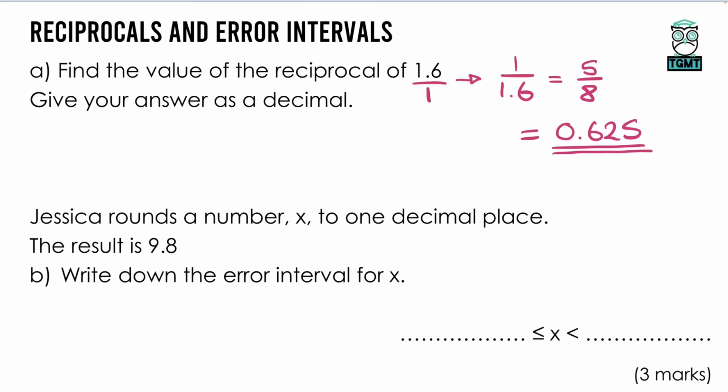For the next part here, we're looking at an error interval. It says that Jessica rounds a number, x, to 1 decimal place, and the result is 9.8. Write down the error interval for x.